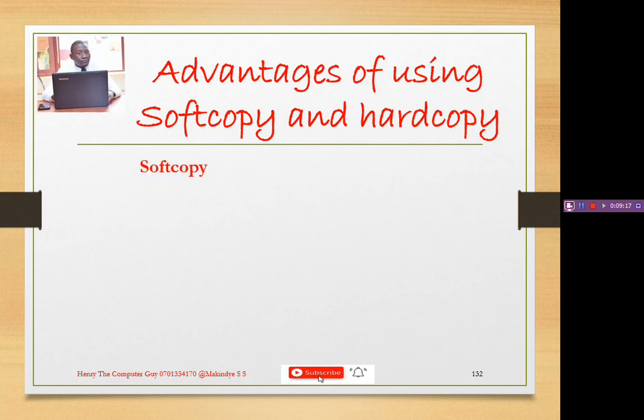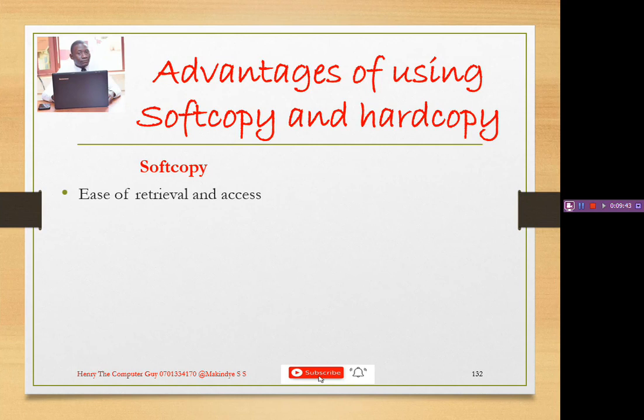So let's look at the advantages of using a soft copy and hard copy. We're going to begin with the advantages of using a soft copy. Remember, the information we are calling a soft copy is always on our computer. For example, you have your smartphone, you have your music there, you have your documents on your smartphone. That information is what we call a soft copy. And what are some of the advantages of having information in a soft copy, or on your computer?